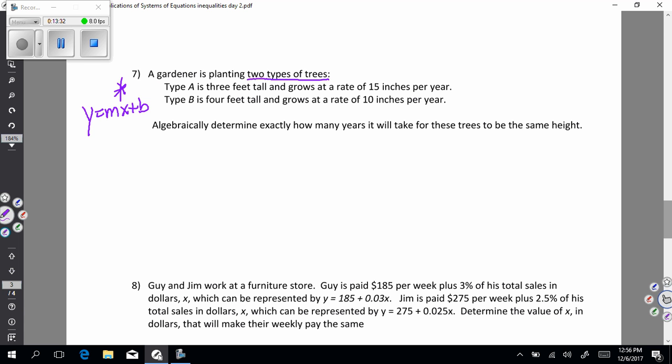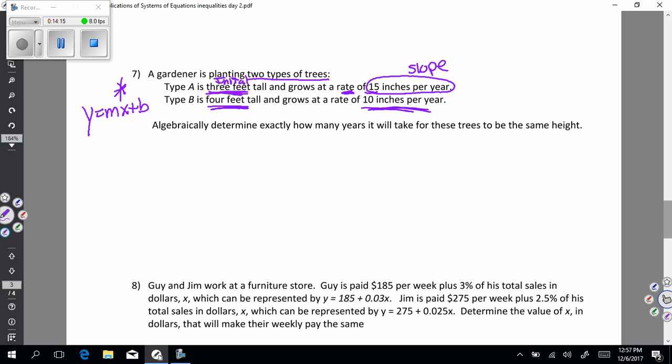So we can see that there's a tree, type A. It's 3 feet tall, and it grows at a rate of 15 inches per year. So a rate of 15 inches per year, that's like a slope, right? It's a rate of change. And it started at 3 feet tall. That's like the initial height, and initial height is like a y-intercept. At time 0, at the very beginning, we started keeping track of how it's growing. Started at 3 feet, and it grew 15 inches per year. And then type B started at 4 feet, and it grew 10 inches per year.